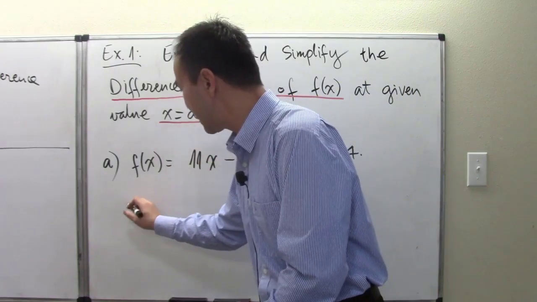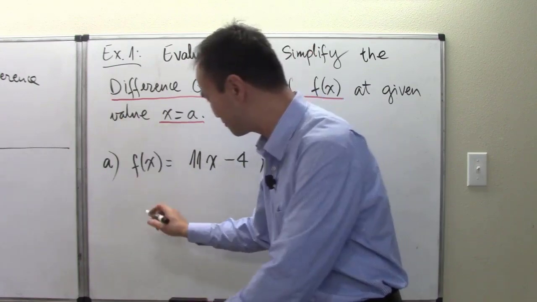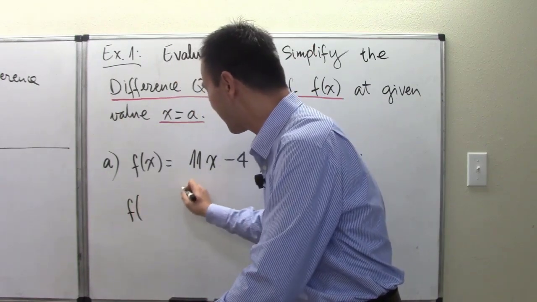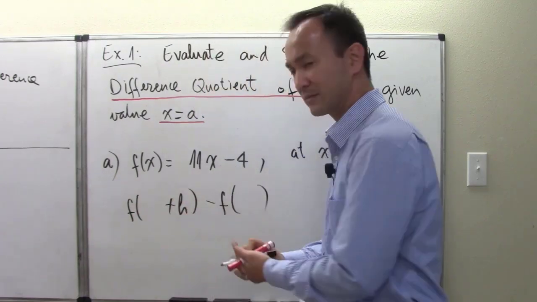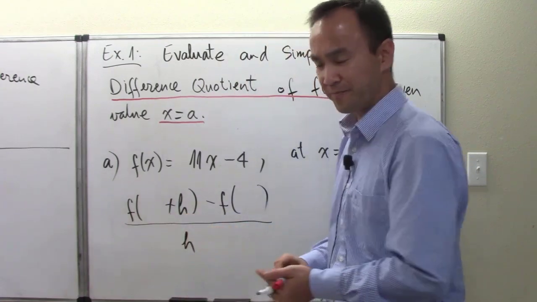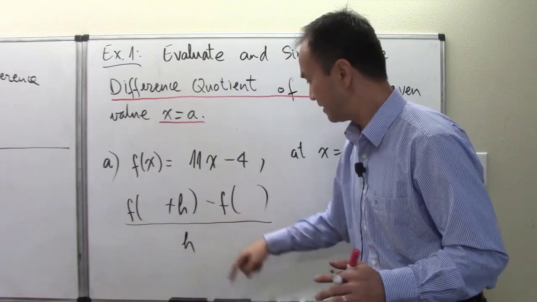So it has to be that, remember I talked about the black ink part when I was still explaining what the difference quotient is. So it's f of, so I need a plus h component, and then minus f of, and then divided by h. This is the difference quotient. The difference quotient of f. That's how I'm setting it up.